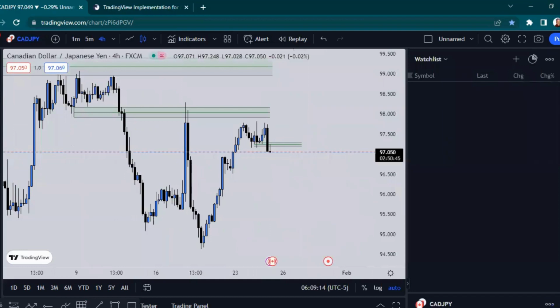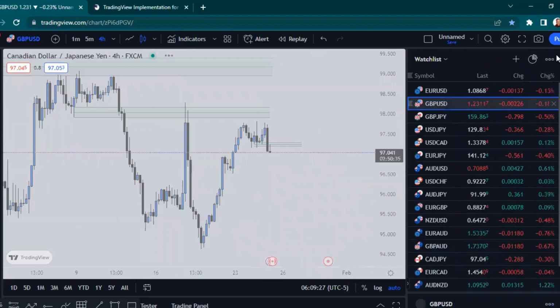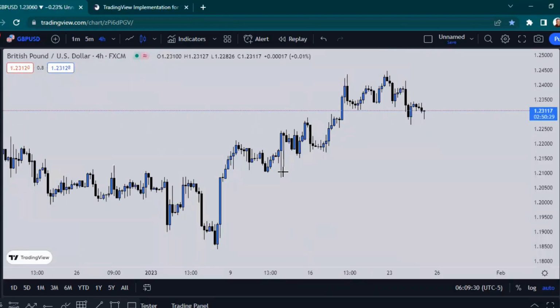Next pair. What should we do? Have we done Euro, GBP, USD, GU? Let's do GU. Okay, here we're on GU.